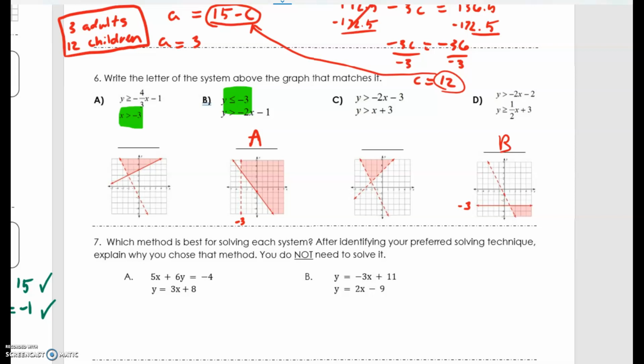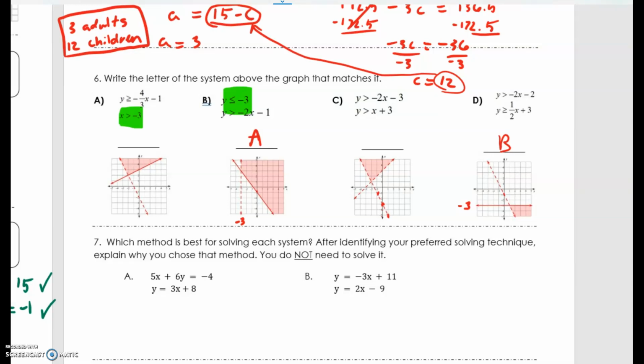All right, letter C has a y-intercept of negative 3 and goes down 2 and over 1. Let's see. Here's 1. It's at negative 3. It's going down 2 and over 1. Up to backwards 1. So that one's matching and it's above. So this one's looking good so far.